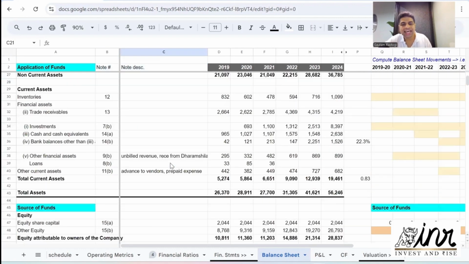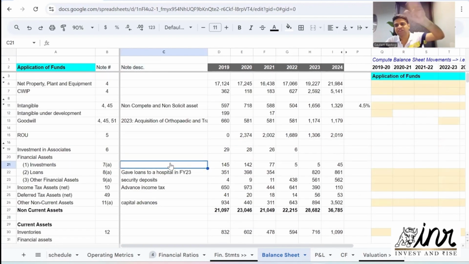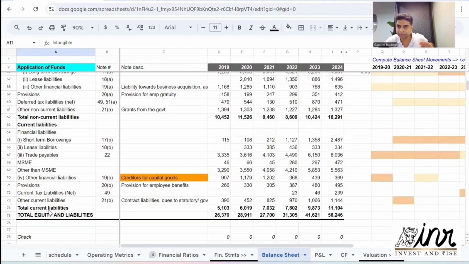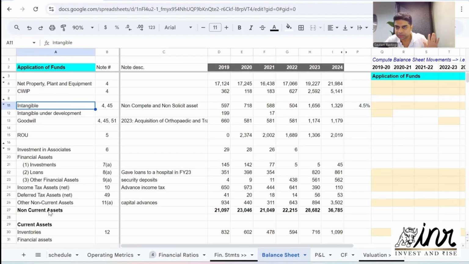Anyway, let's first sift through the balance sheet, and we'll also go through each and every line item of the balance sheet to get a sense of what all these line items are. All right, so let's do that.